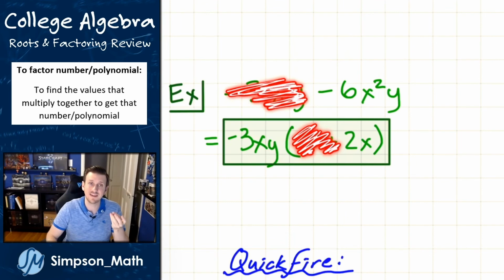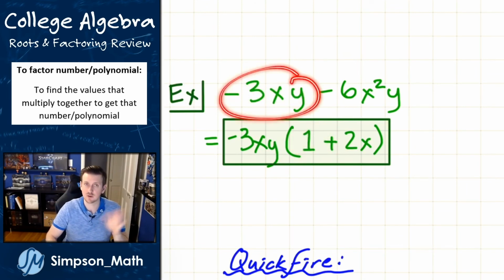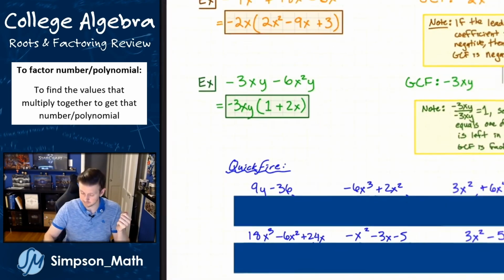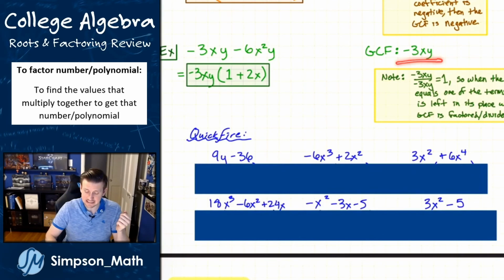So you do notice that if you don't have that 1 plus, then you don't have this first term at all when you do your double check. That's why that's so important and so helpful. All right, so if your GCF is an entire one of your terms, when you factor it out, make sure that we leave a 1.